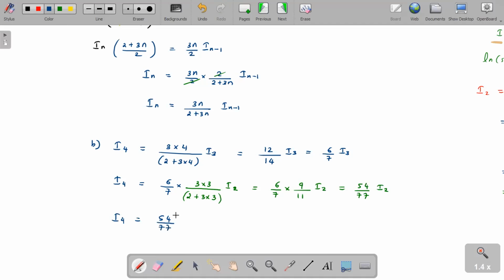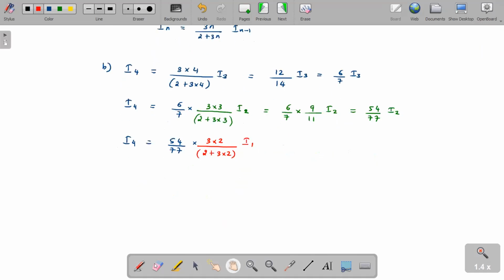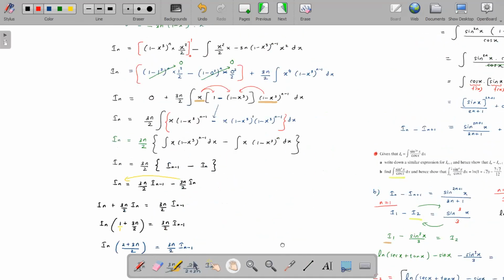54 over 77 I2. Replace n with 2. Go back to this equation. Replace n with 2. I get here 3 times 2 over (2 plus 3 times 2), I2, where 2 minus 1 is I1. Are you all with me? So can I have the answer that we get at this point? Final answer? Yeah, how much? 81 over 154 I1.